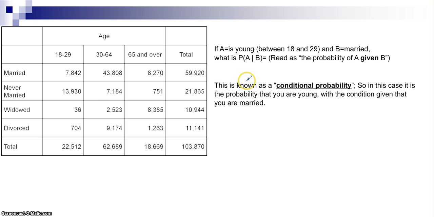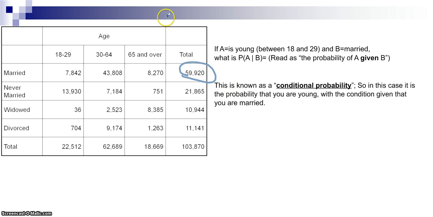Alright, and on this page we have a new notation. You'll see this little line here. That's read as given. So what is the probability of A given B? So what is the probability that I am young given that I already know I am a married person? So I want to know, out of all of the married people, given that I am married, given B, okay, so I'm not going to be any of these people because these people are not currently married. This is known as conditional probability.